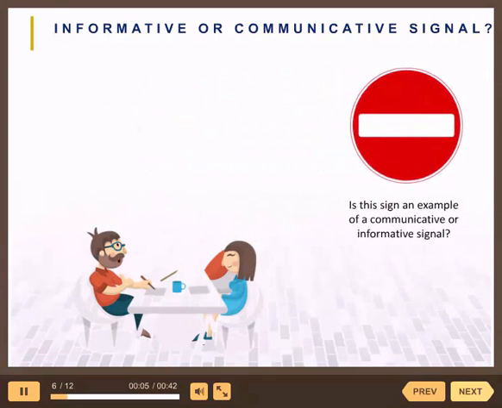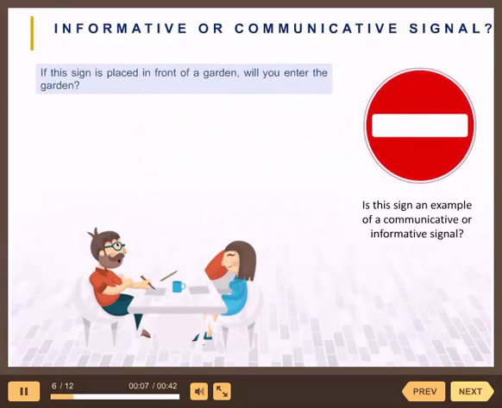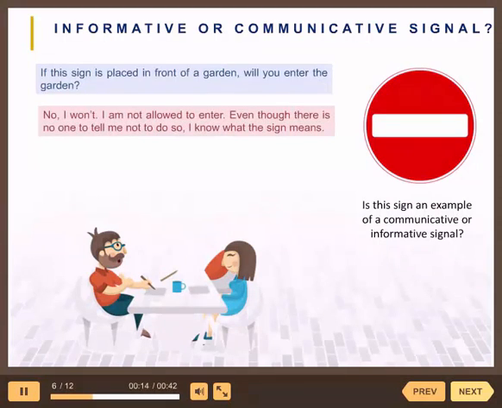Look at this sign. If this sign is placed in front of a garden, will you enter the garden? No, you won't. You are not allowed to enter. Even though there is no one to tell you not to do so, you know what the sign means.